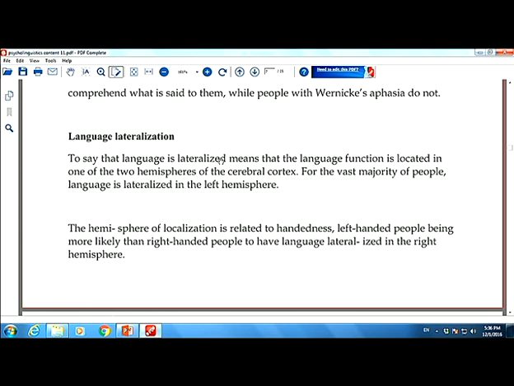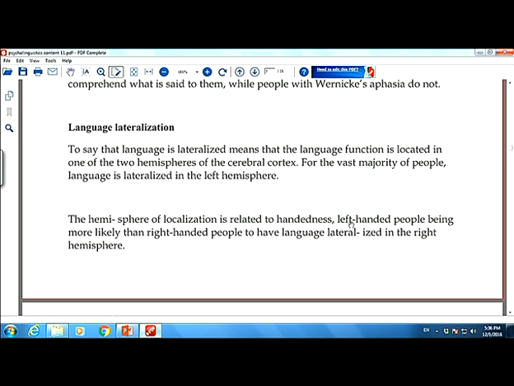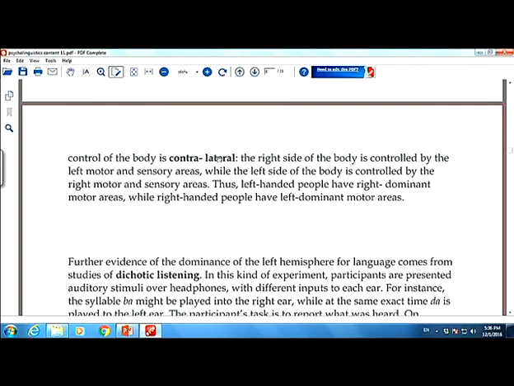So for the vast majority of people, language is lateralized in the left hemisphere. You should know that. Read this one as well. Contralateral, this is really important. It's written in bold. So what does that mean? This is it. The right side of the body is controlled by the left motor and sensory areas. So it's the opposite, basically. The right controls left, left controls right, and so on.